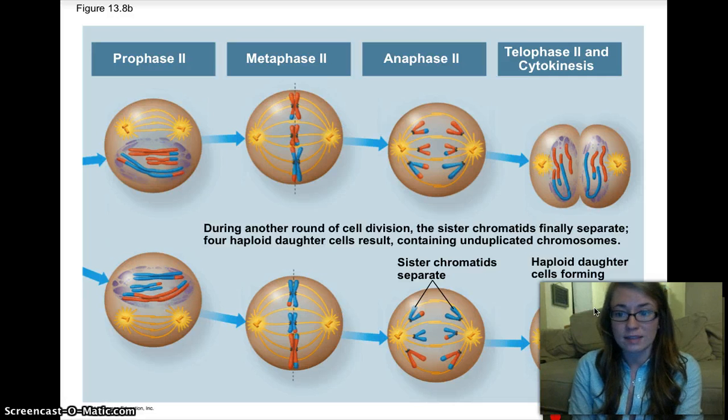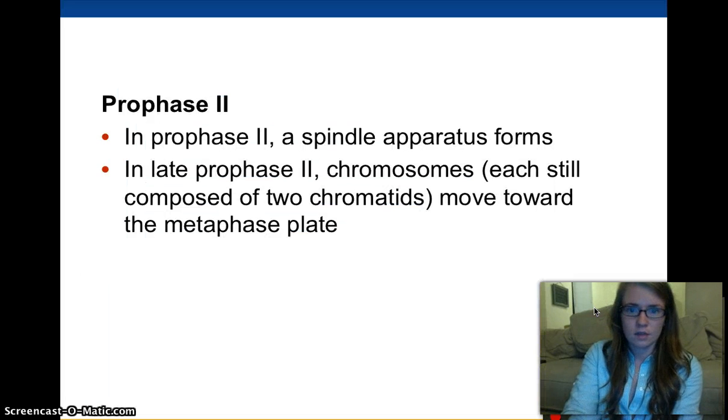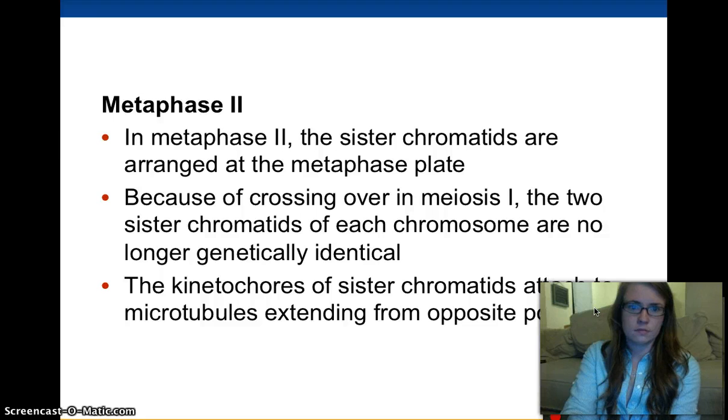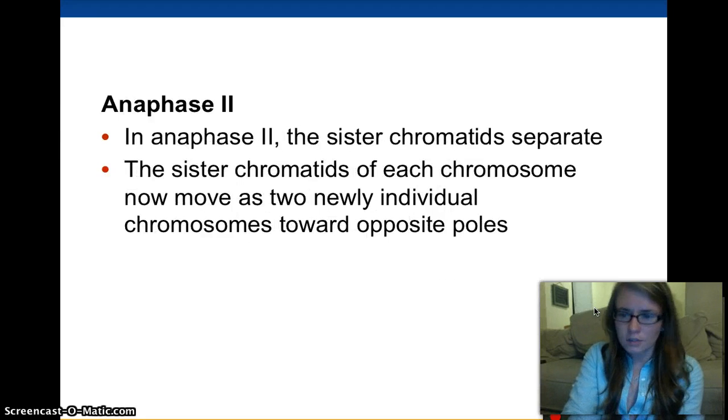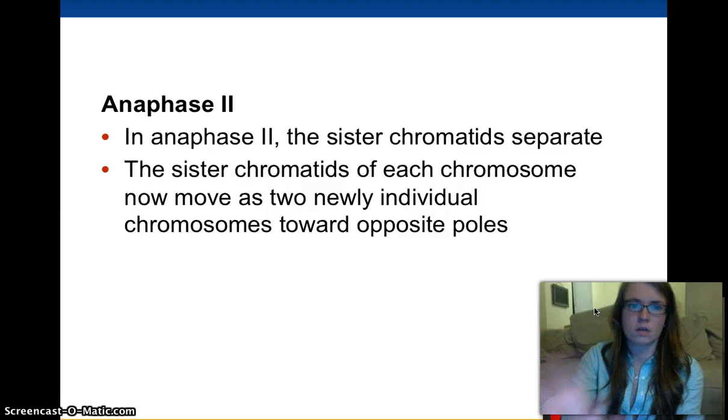They are haploid because they only have 1 copy of the genetic information, and they are all different, and that's really important. Don't worry, we're going to talk about crossing over in the next section, so anything about that we'll come back to.